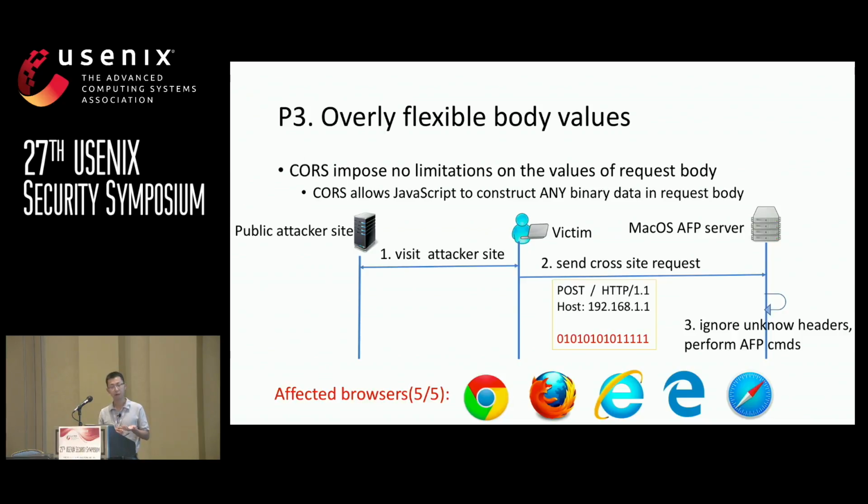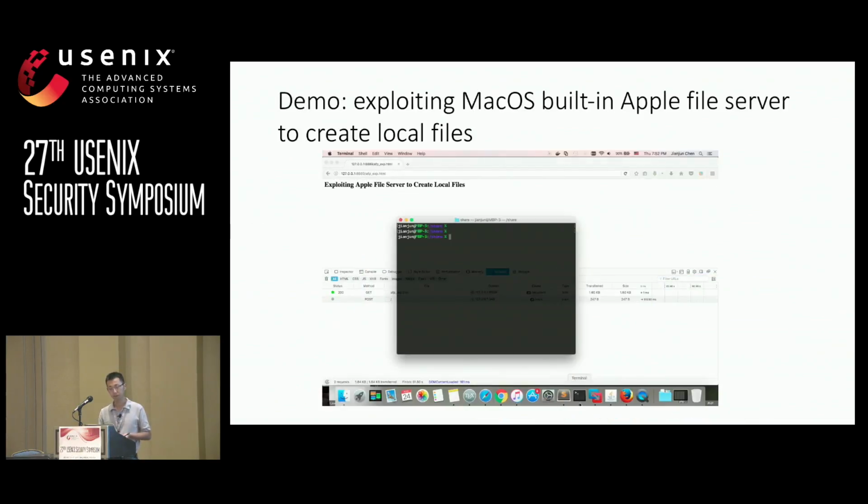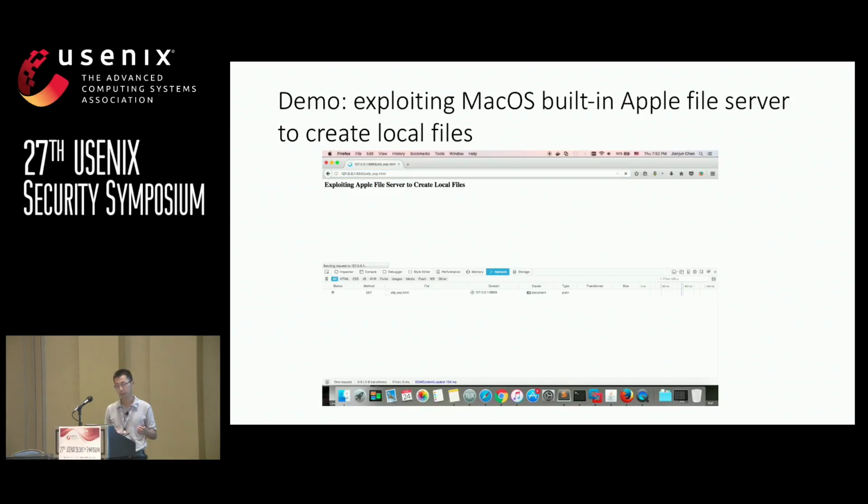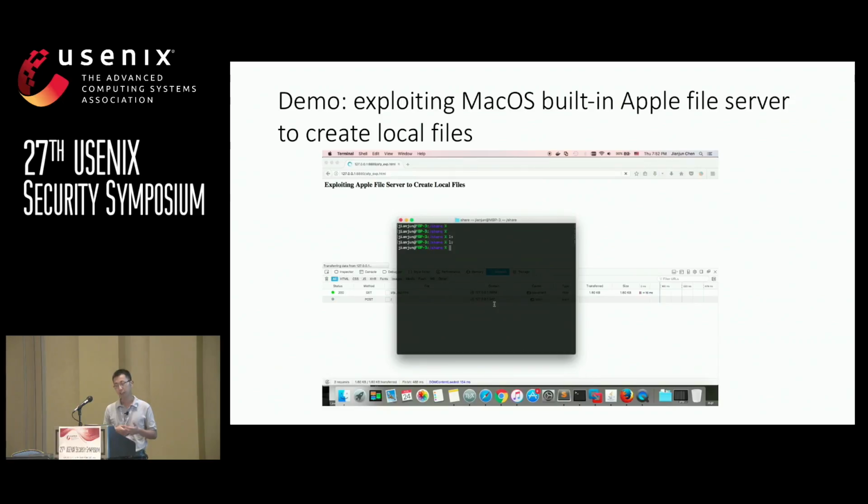We tested 5 browsers, and all of them are affected. Here is a demo video to show how an attacker can create local files in the victim's local file system only if a victim visits a malicious page. First, we can see that there is a file in the current folder, and then the victim visits a malicious page, and a cross-origin request is sent to the AFP server. And then we can see that a new file is created on the victim's local file system.